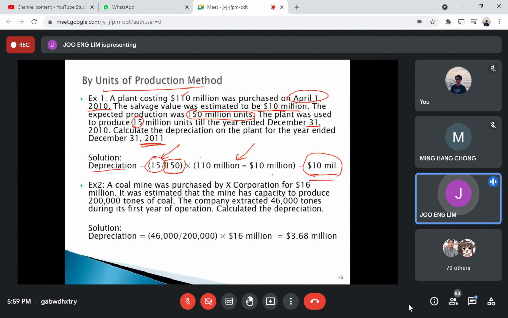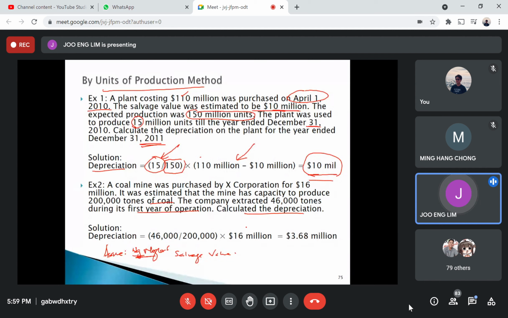A coal mine was purchased by X Corporation for 16 million. It was estimated that the mine has a capacity to produce tons of coal. The company extracted 46 tons during the first year of operation. Calculate the depreciation. Same thing. You have the 16 million, no salvage value. If not mentioned, you can always put the assumption there. Don't say no salvage value cannot do. Just put that, ignore or neglect salvage value.